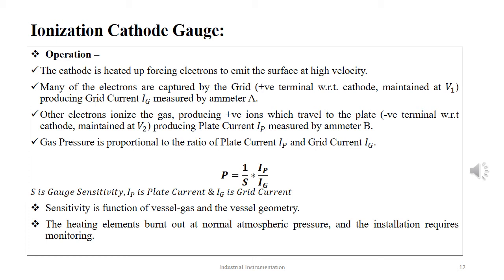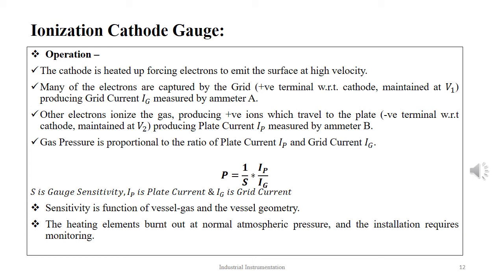The gas pressure is proportional to the ratio of the plate current and the grid current. The gauge sensitivity S is a function of the filled-in gas and the vessel geometry. The ionization gauge measures the unknown pressure using the equation P = (1/S) × (Ip/Ig), where S is the gauge sensitivity, Ip is the plate current, and Ig is the grid current.